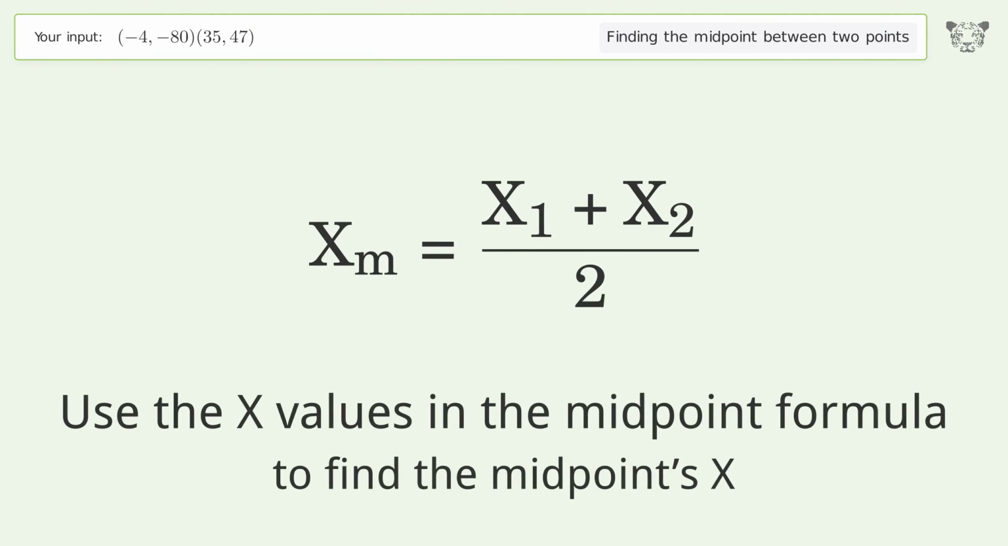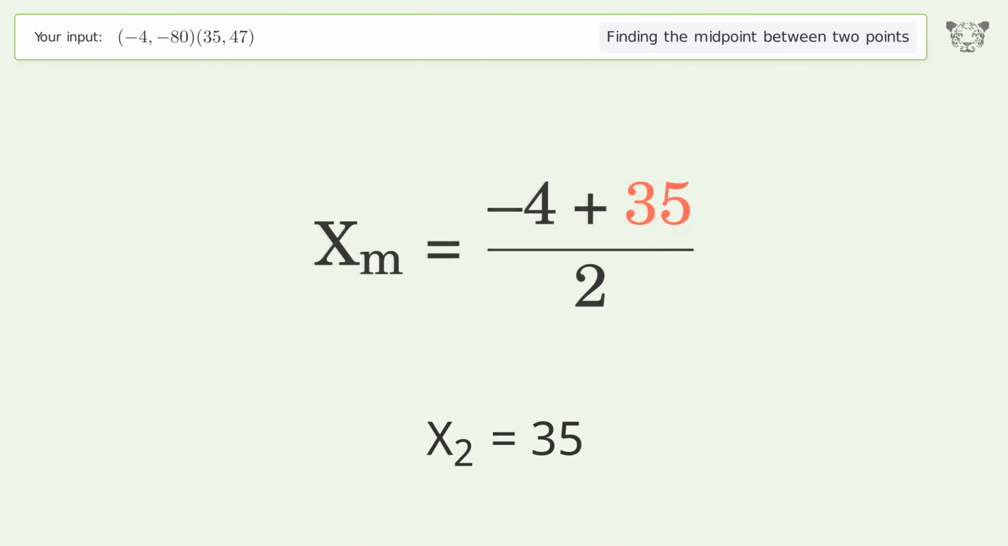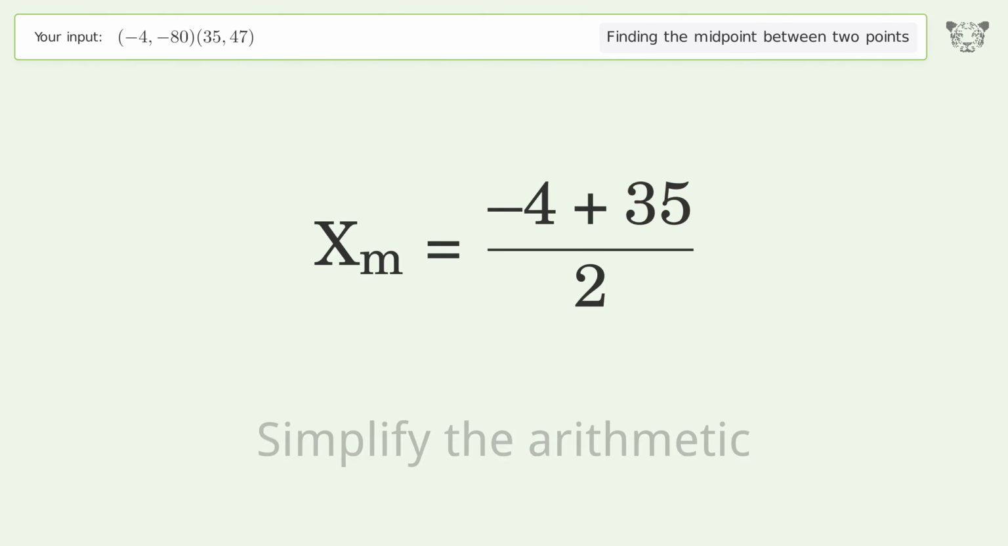Use the x values in the midpoint formula to find the midpoint's x. x1 equals negative 4. x2 equals 35. Simplify the arithmetic.